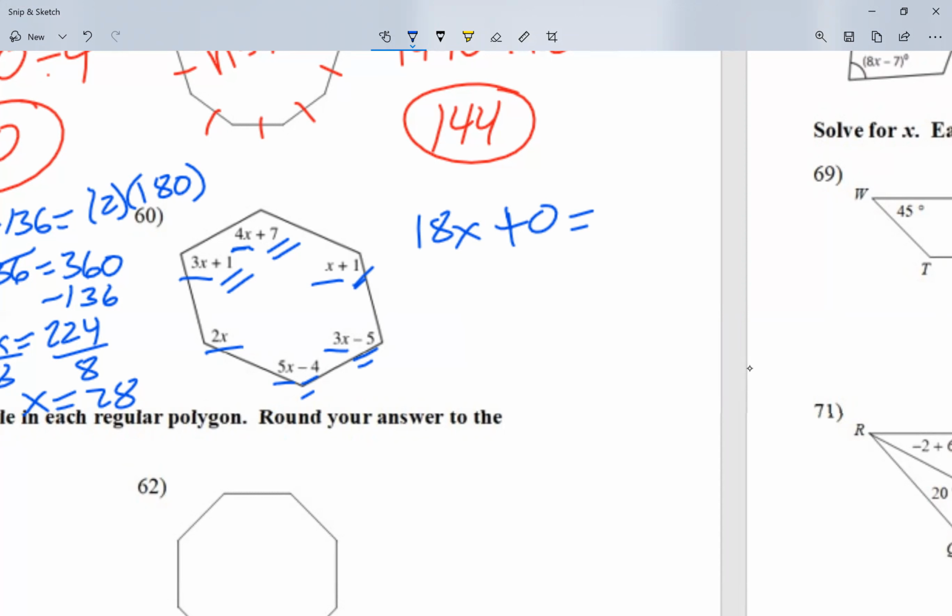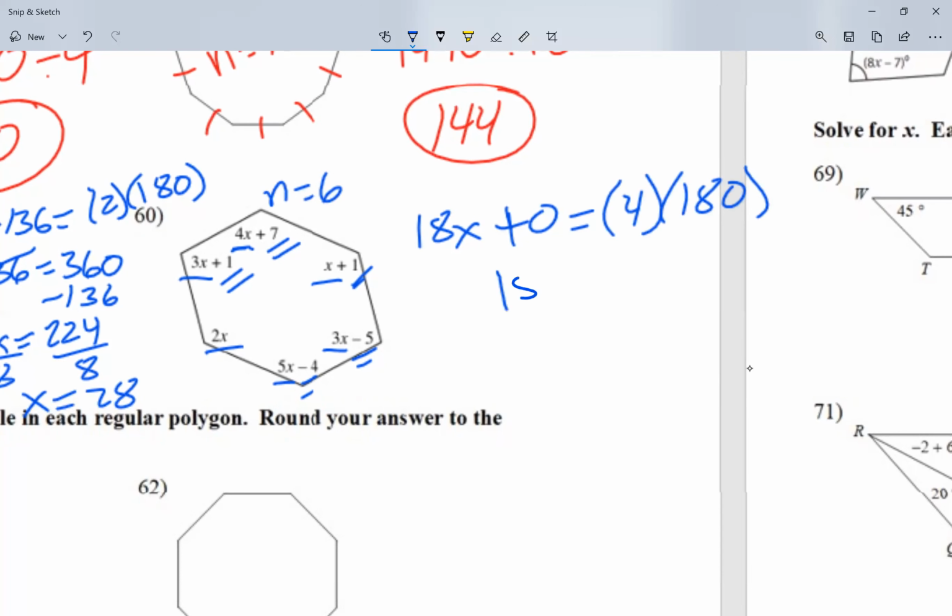Now I need to know how much my angles add up to. There are 6 angles, right? If we count, there are 6 sides, there are 6 corners. Let me write on the top, n is equal to 6. So for me to know how much all of them add up to, I'm going to go 4 times 180. And the 4, n minus 2. Okay. So on the left side, 18x plus 0, I can just call that 18x. The plus 0 is irrelevant. Now 4 times 180 is 720.